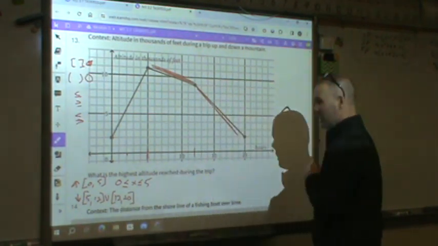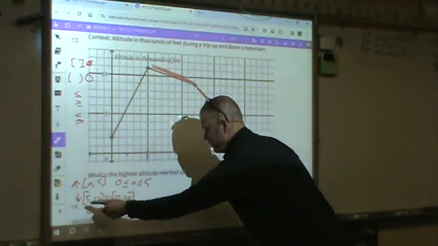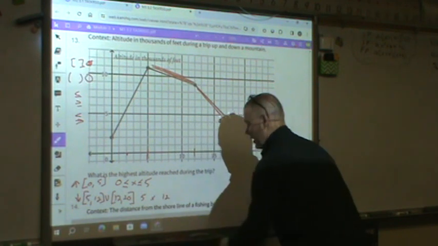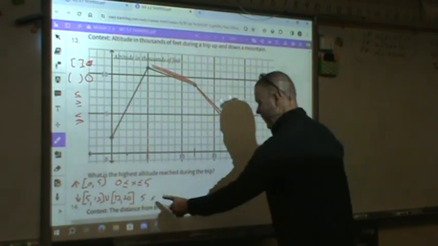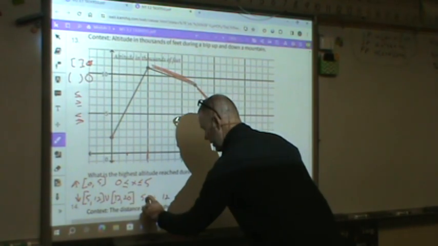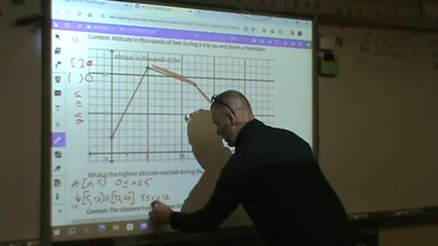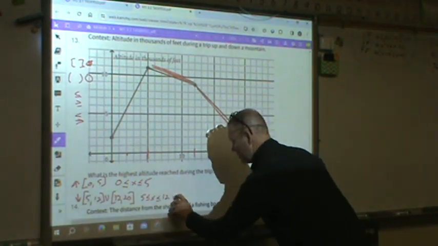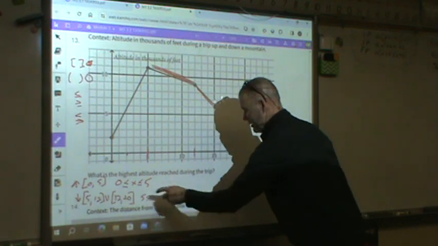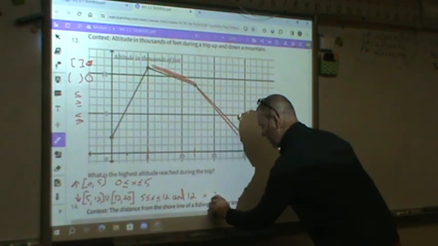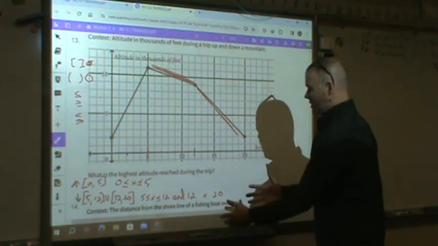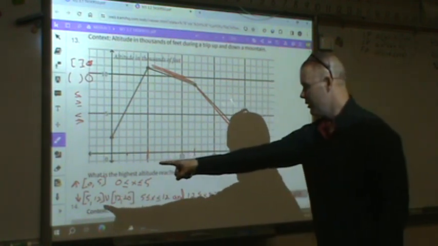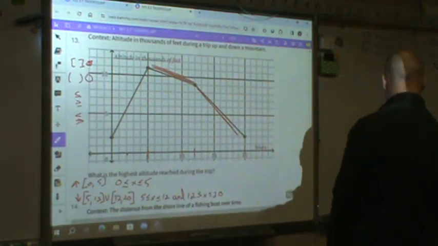Now what about my inequality notation? Again, use the same values, 5, x, and 12. Now, is x greater than 5? Yes. Can it be equal to? So there we go, same as before. Now instead of a union, I'm going to use the word and. Then I use my other numbers, 12, x, and 20, and my symbols should also be the same. So there's your interval notation and there's your inequality notation.